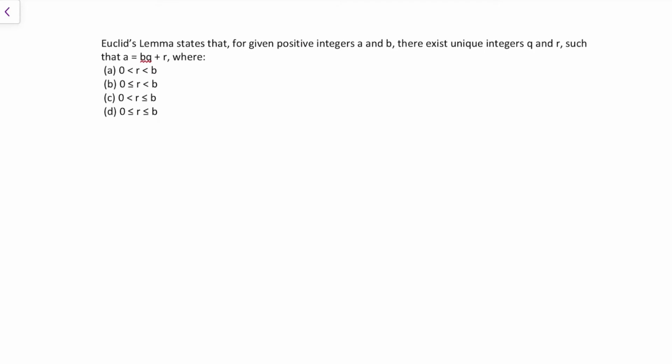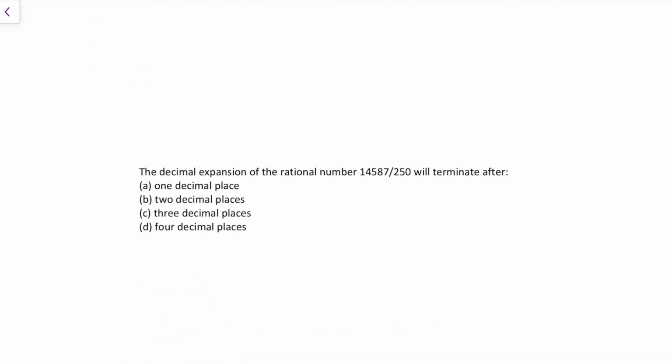Next, Euclid's lemma states that for given positive integers a and b, there exist unique integers q and r such that a equals bq plus r, where, and in this question he is asking the condition actually. That condition is 0 less than or equal to r, which is less than b. So option B is the correct option. This is a direct statement with the condition.